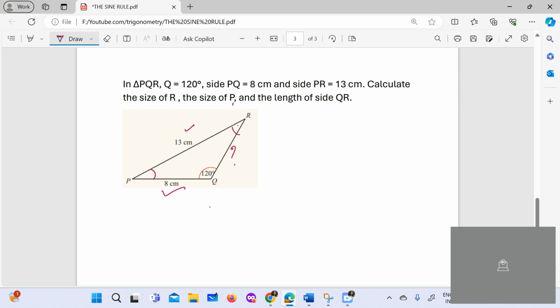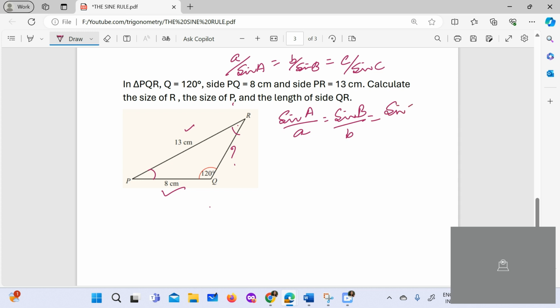So we follow the sine rule, and we can write A upon sine A is equal to B upon sine B, which is equal to C upon sine C. You can also write this rule as sine A upon A equal to sine B upon B is equal to sine C upon C. Now we have to figure out angle R. So I will write sine R upon 8 equal to sine 120 degrees upon 13. Now we can cross multiply.